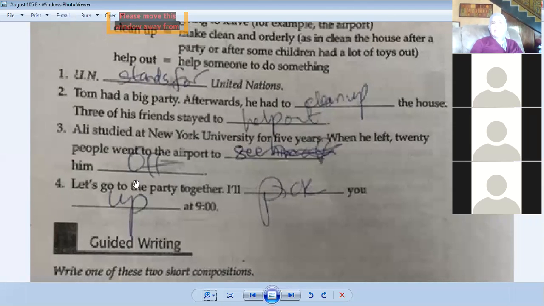See? All right? Let's go to the party together. I'll pick you up at 9. So these should be easy sentences. They're not hard. They should be really easy, right? I just want to see if there is something else to show you.